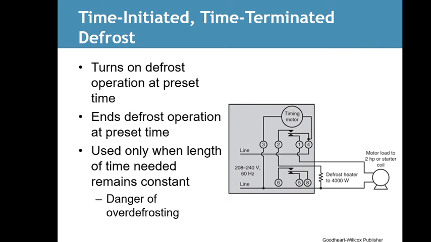Time initiated and time terminated defrost turns on defrost operation at a preset time and ends defrost operation at a preset time. So this doesn't use any temperature controls. It just turns on every 30 minutes for 10 minutes, and that's all it does all day long. Used only when the length of time needed remains constant. Danger of over defrosting. What that means is there's a point where you get that coil so warm that it takes much more time for it to start freezing again, or you can defrost the room by leaving it on too long.